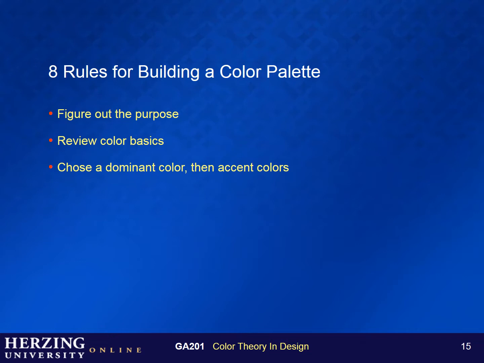Step 3. Choose a dominant color, then accent colors. Decide on a color to be used most prominently, perhaps a client's corporate color, then select accents such as analogous or complementary colors. Step 4. Select shades, then vary them. Decide on the feeling of the message, bright and cheery or more subdued. Varying shades can manipulate the emotional tone of a project.